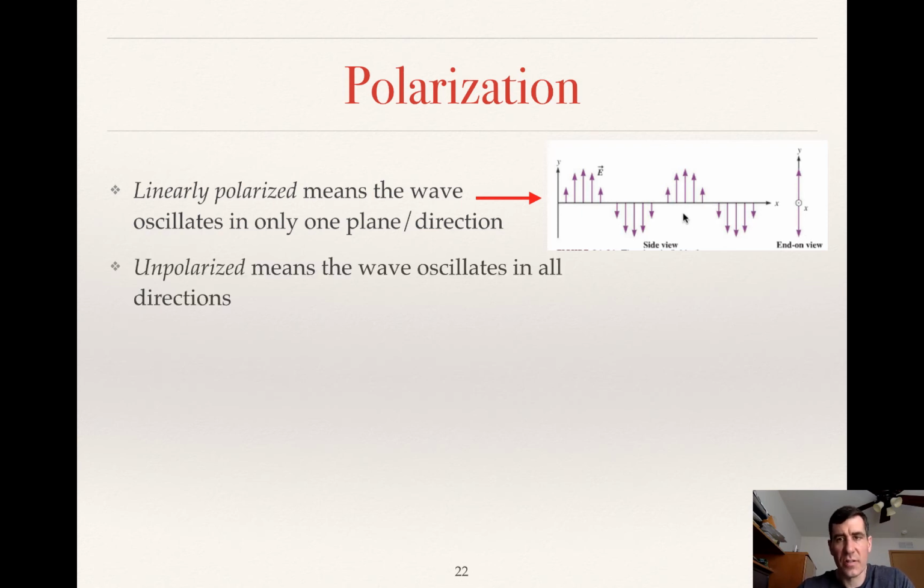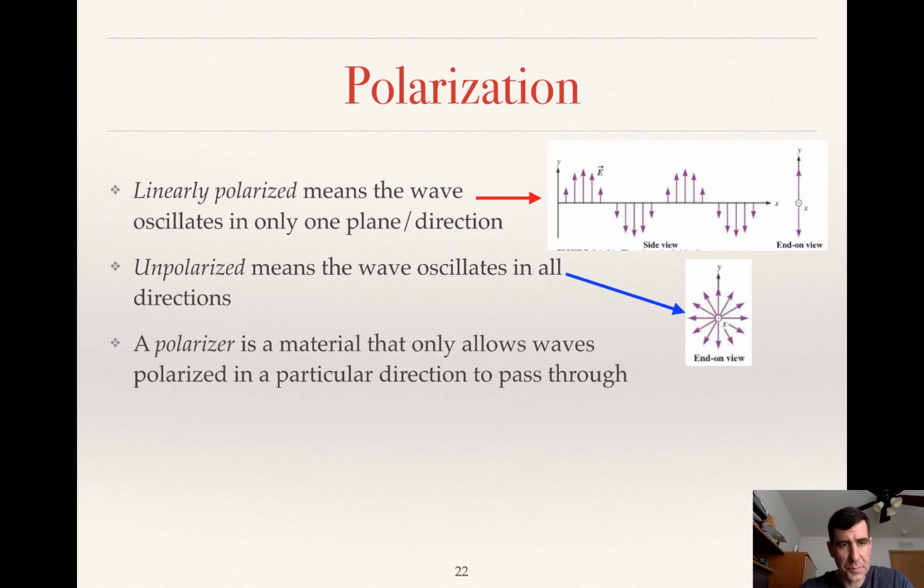Now, of course, more often than not, depending on how the waves are created, a lot of electromagnetic waves are unpolarized. Unpolarized means, if we think in terms of the electric field, and this is an end view, so the wave is coming straight towards us, that the electric field is waving or oscillating in all directions. And this is what most electromagnetic waves would look like. For example, light waves from the sun are unpolarized.